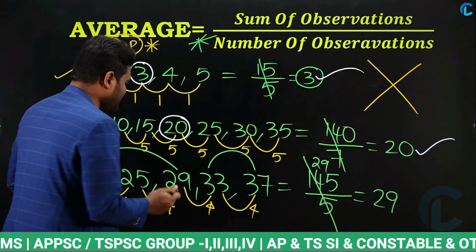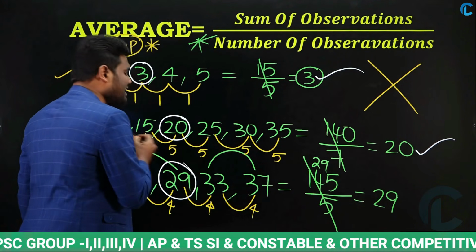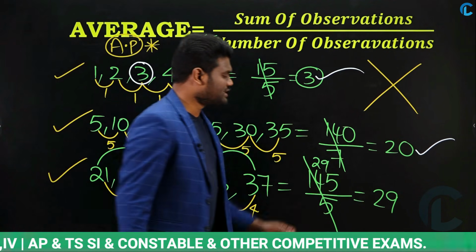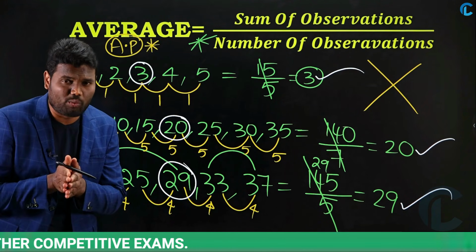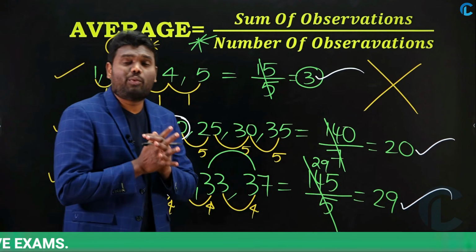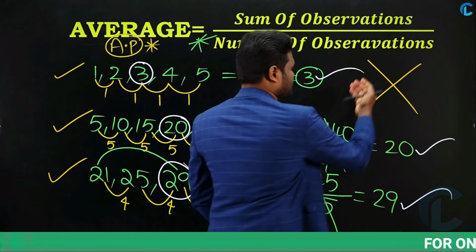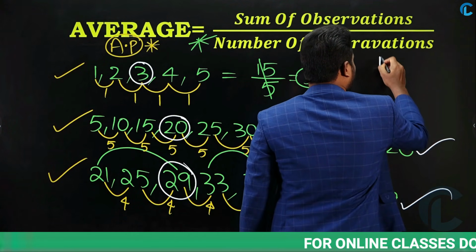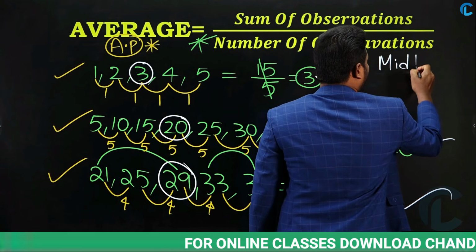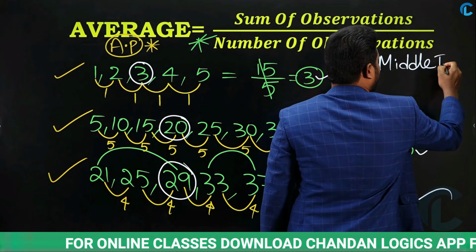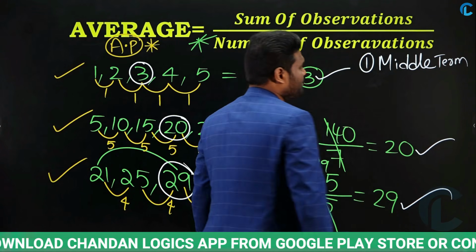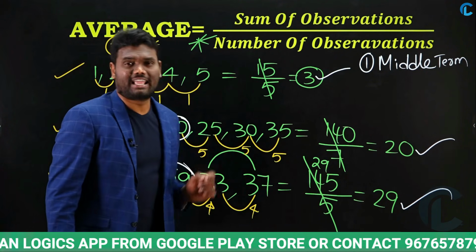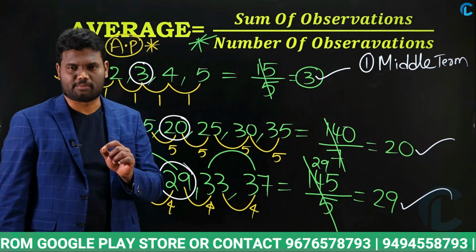As you have a total of 5 numbers, the average is exactly the middle number. The exact middle number is 29, so the average is 29. So in simple words, average is nothing but the middle term, when the given series is in arithmetic progression. I can say that average is the middle term when the given series is in arithmetic progression.